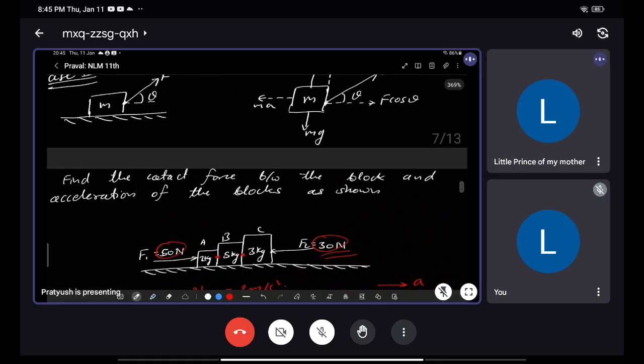Now see this. Find the contact force between the blocks and acceleration of the blocks as shown. So what will be the contact forces? These red dots between AB and BC. At these points, contact force will appear. And F1 is given as 50 newtons, which is acting in right hand side direction, and F2 is acting in left hand side direction. Means they're pushing in opposite directions. F1 is pushing in right and F2 is pushing in left. Try solving it now.